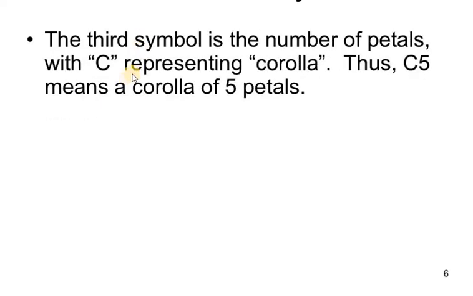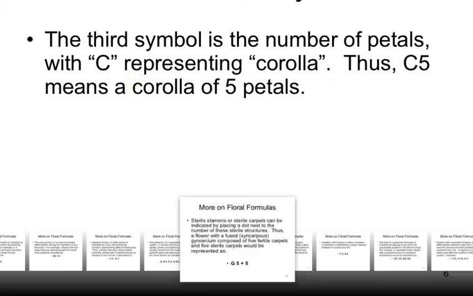And C represents corolla, the inner whorl. Similar to calyx, the number after C represents how many petals there are. If this 5 is not in a bracket, that indicates polypetalous condition. If the 5 is within a bracket, it is gamopetalous condition. So C5 represents a corolla of 5 that are polypetalous, and C5 in a bracket represents a corolla of 5 that are gamopetalous.